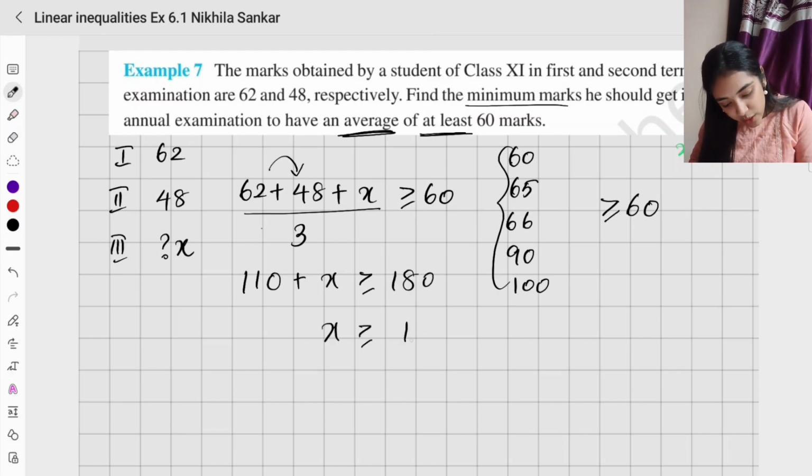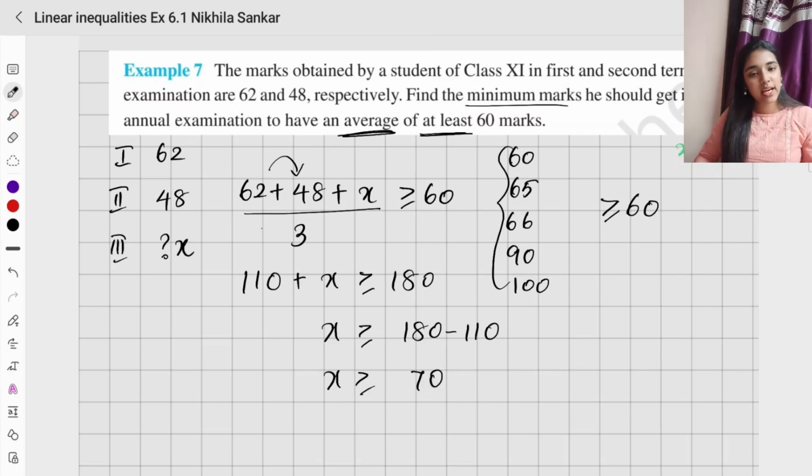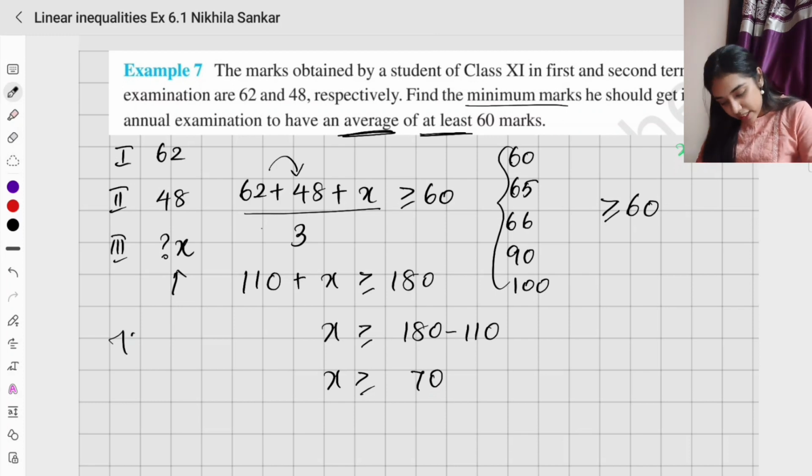x is greater than or equal to 180 minus 110, x is greater than or equal to 70. Okay, so he has to score at least 70 marks in his final examination. Annual exam 70 marks, from 70, 71, 72 until 100. So whatever marks he gets from this, his average is going to be at least 60.